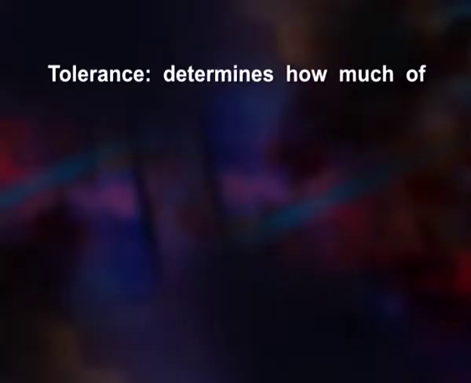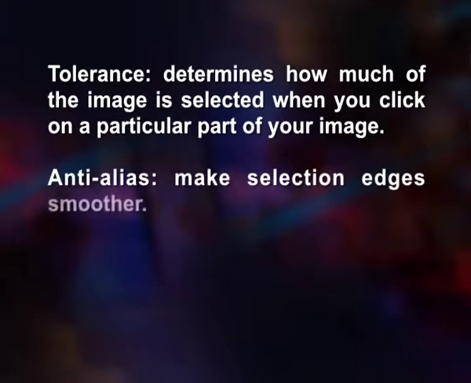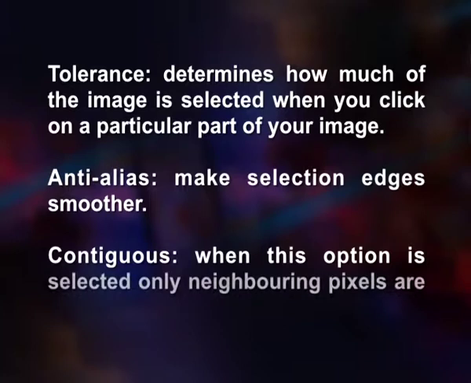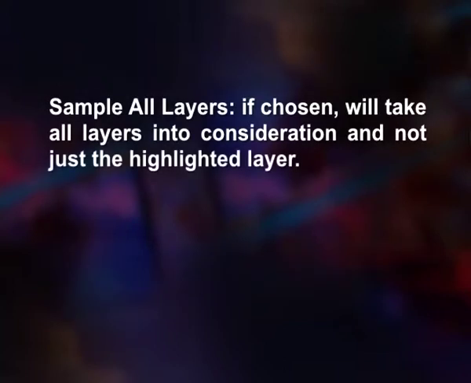Options bar functions associated with the Magic Wand tool play an important role in its result. Tolerance determines how much of the image is selected when you click on a particular part of your image. Anti-alias makes selection edges smoother. Contiguous: when this option is selected, only neighboring pixels are selected. Sample all layers, if chosen, will take all layers into consideration and not just the highlighted layer.